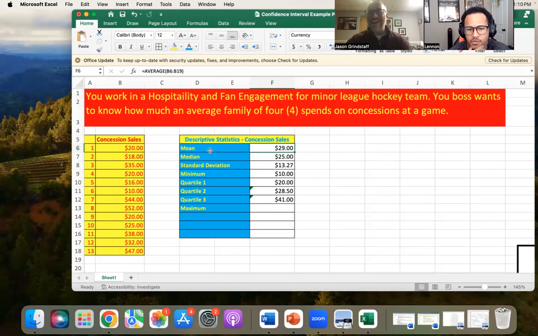Yeah, you're exactly right. It's not a trick, but you could go back to your boss and say, we took a sample of people that came to the game, and we came up with this sample statistic. The mean, or another name for the mean, is the average. It's one average, but it's $29. All right, great, you go tell your boss 29 bucks. But that's a sample, right? That might not be all families of four. Or what about other home games? So how sure are we in that sample statistic?